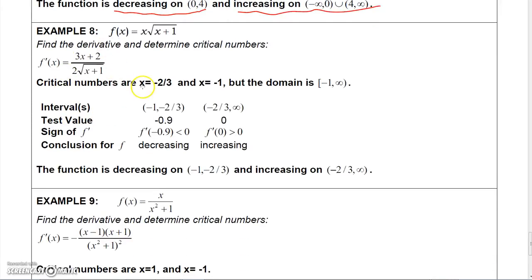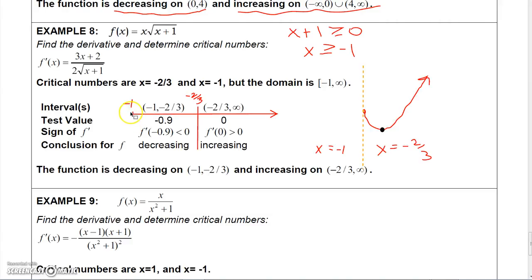Now, on this function, before we even get started, let's remember that what's in the square root must be greater than or equal to 0. So that means that my domain is limited. The domain must be greater than or equal to -1. So let me kind of draw that picture for you.